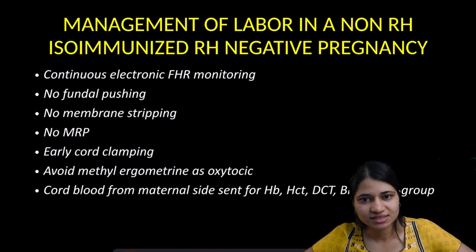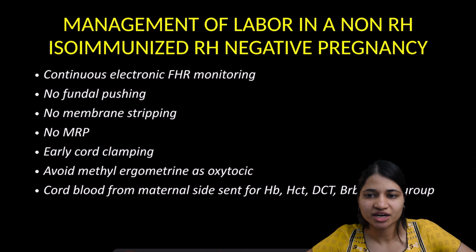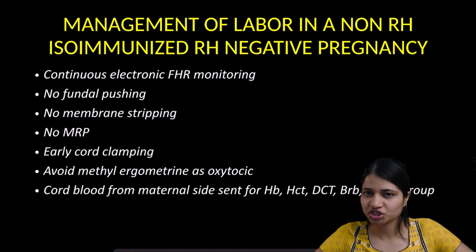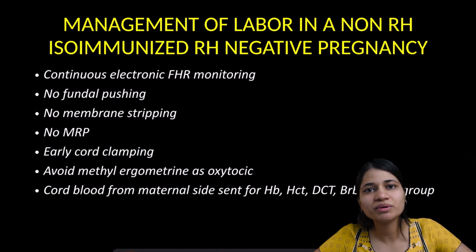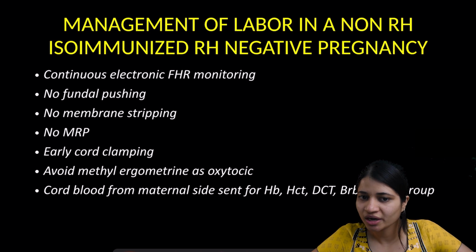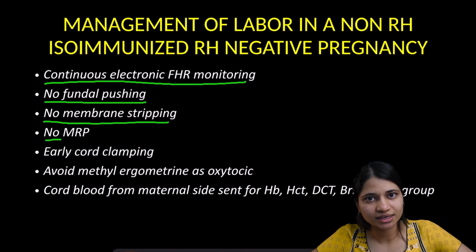Now what are the differences in how we manage labor in a normal non-Rh isoimmunized Rh negative pregnancy? That is a pregnancy in which the mother is Rh negative but the baby has not been affected by these antibodies. So we should definitely do continuous fetal heart rate monitoring. There should be no fundal pushing, no membrane stripping, no manual removal of the placenta.